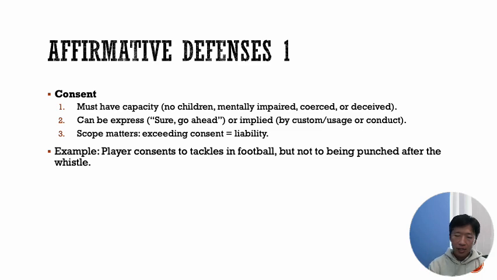The second one, the consent can be expressed or implied. Express, you just simply say, go ahead. For example, the owner tells the person, go ahead, you can come to my house to cut the grass. Or implied, like in a soccer game. So we have the implied consent that we can have some physical touch. But we do need to understand the scope of the permission. You cannot exceed the scope. Otherwise, that will be liable. For example, a player consents to tackles in football, but not to being punched after the whistle.